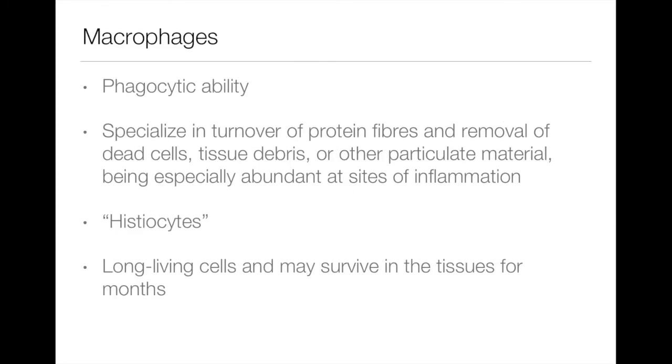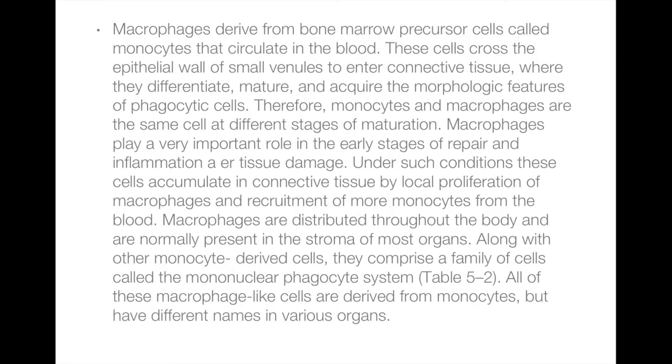Then we've got macrophages. They have phagocytic ability. That means they do what? Phagocytosis. We've talked about it. It's cell eating. They specialize in turnover of protein fibers and removal of dead cells, tissue debris, or other particulate material, being especially abundant at sites of inflammation. They're often referred to by pathologists as histiocytes, and they're long-living cells and may survive in tissues for months. Now, I believe you should know that.